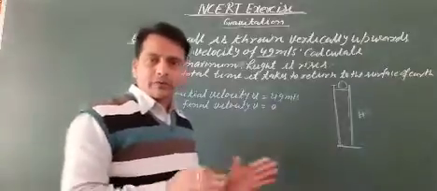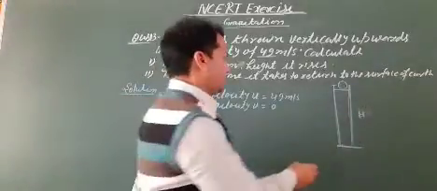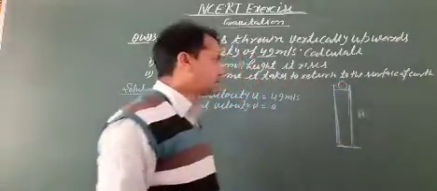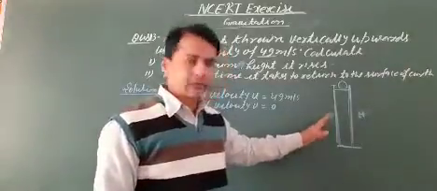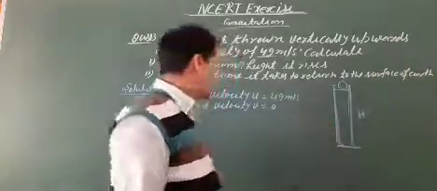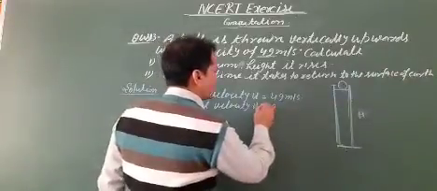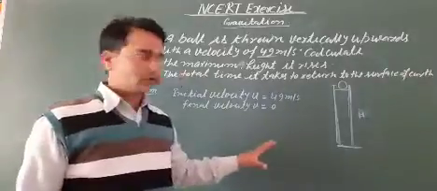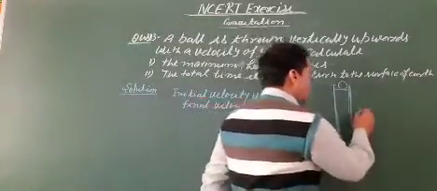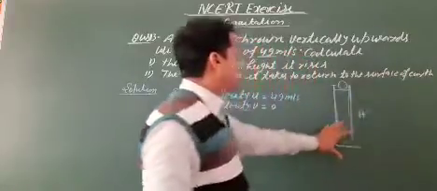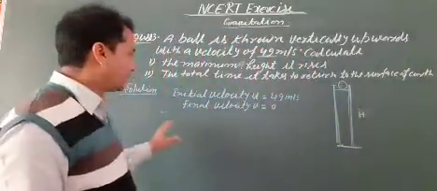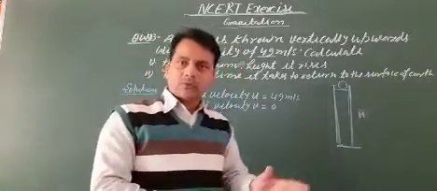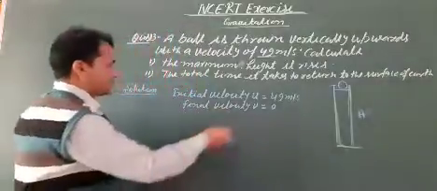And we know that if the ball is thrown in the vertically upward direction, then the sign of the acceleration due to gravity will be negative. And suppose that the maximum height is capital S. So we know the third equation of motion, v square equals u square plus 2gh. Apply this equation in this condition.